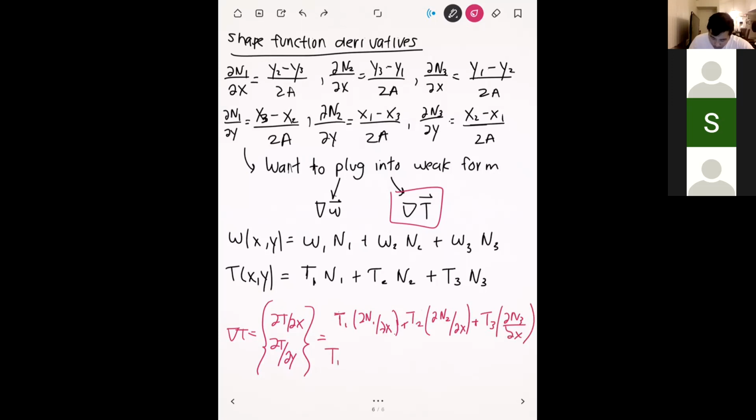And then on the bottom, for partial t partial y, we have t1 times partial N1 partial y plus t2 partial N2 partial y, plus t3 partial N3 partial y. And so that's our vector expression for that. Usually in this form, it's a little bit cumbersome to write down, and it's also a little bit inconvenient to write out the full element stiffness matrix. And so I'm going to put this in a little bit more compact form on the next page. Are there any questions on this before I move on?